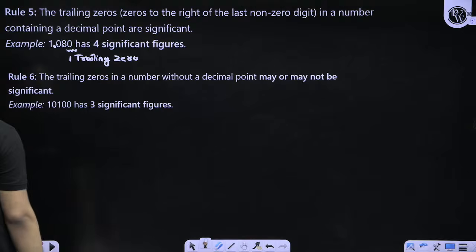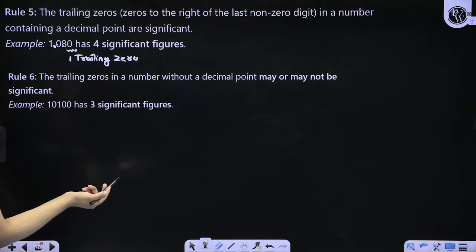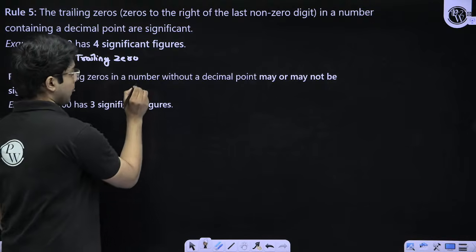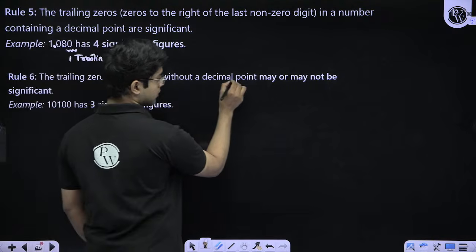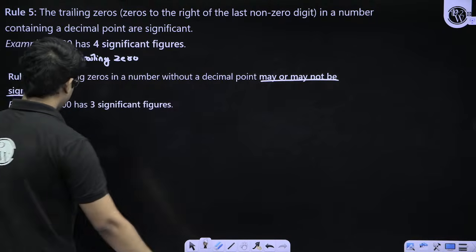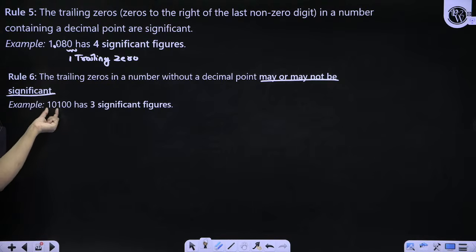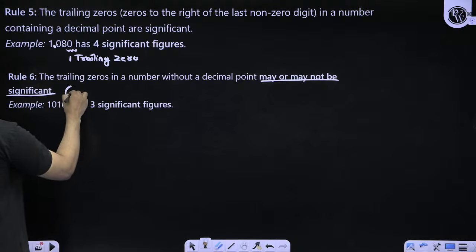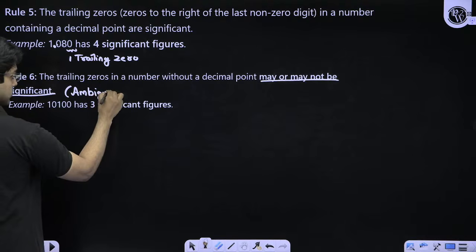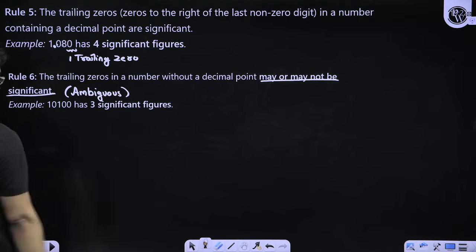Okay. Now, if there is no decimal point, this is important, then the trailing zeros in a number may or may not be significant. Okay. Like for example, 101.10100 has 3 significant figures, but this is kind of ambiguous. Okay. This rule is kind of ambiguous, which means this creates a confusion.